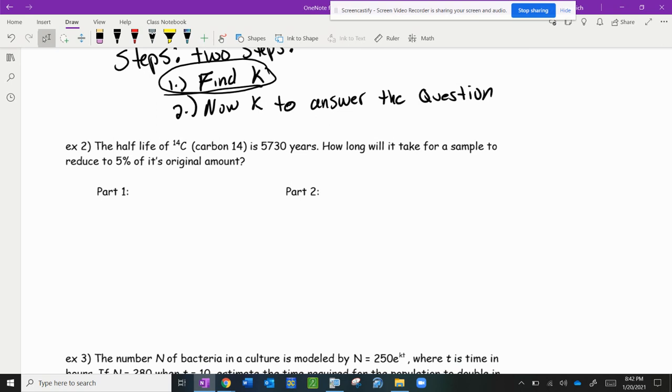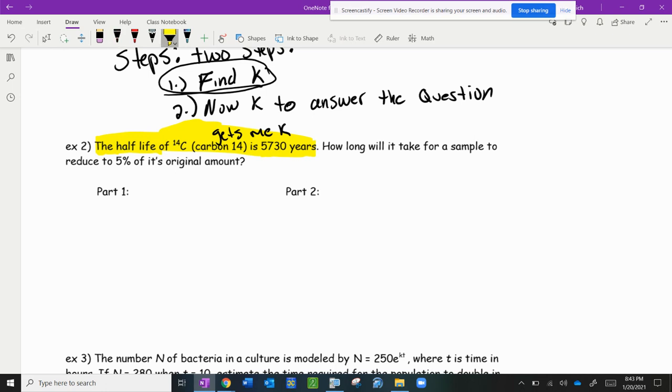Okay, so this says the half-life of carbon-14 is this many years. So we don't know our constant. We know our constant or our rate is negative. How long will it take a sample to be 5% of its original amount? So this part right here is part of the equation. This gets me k.